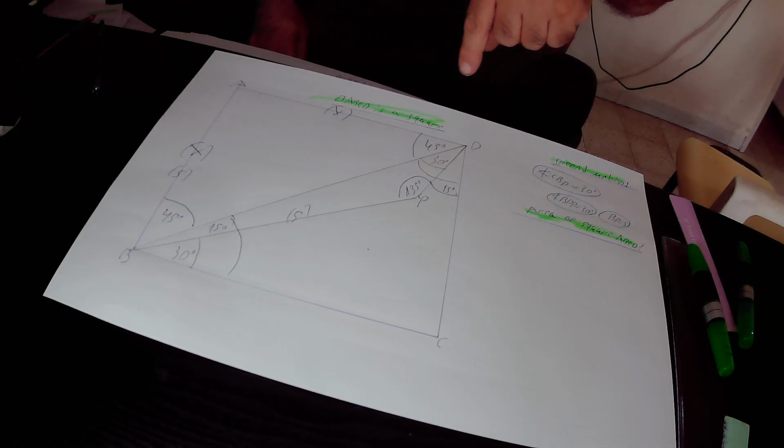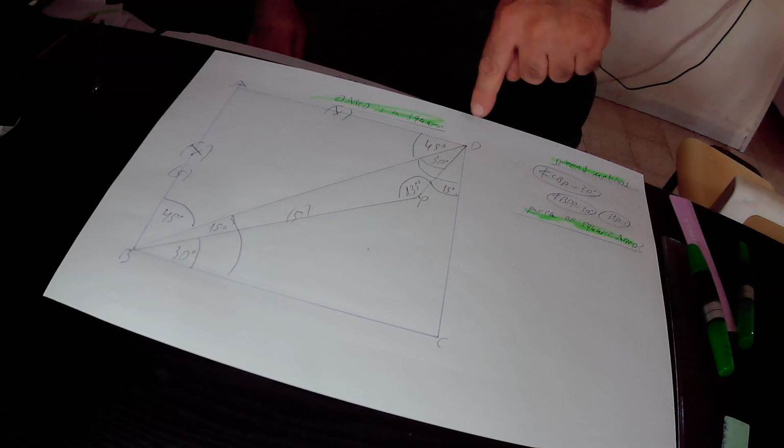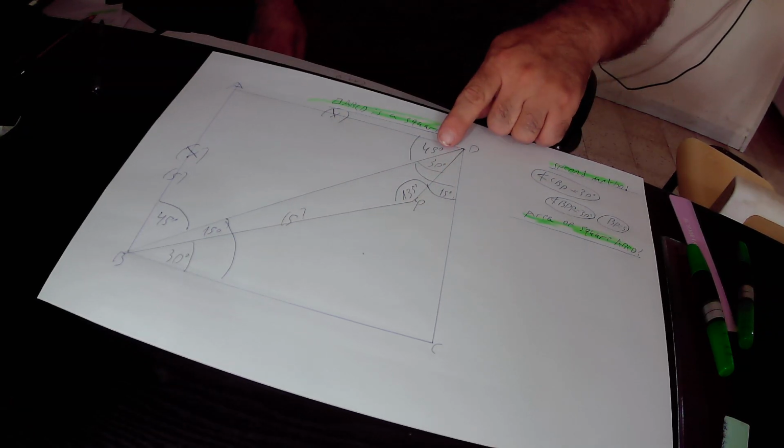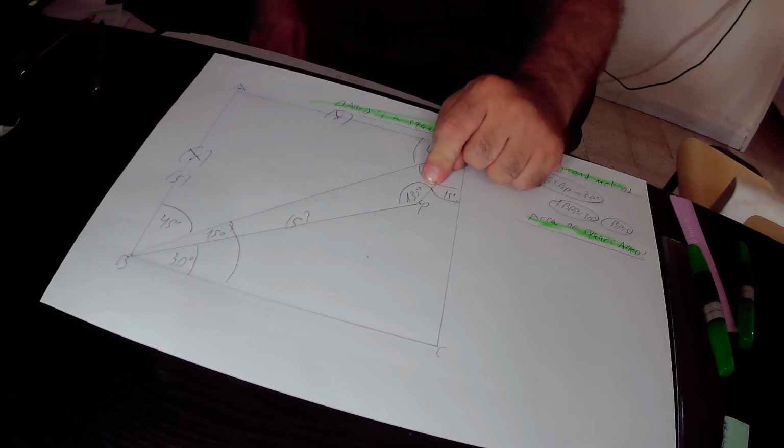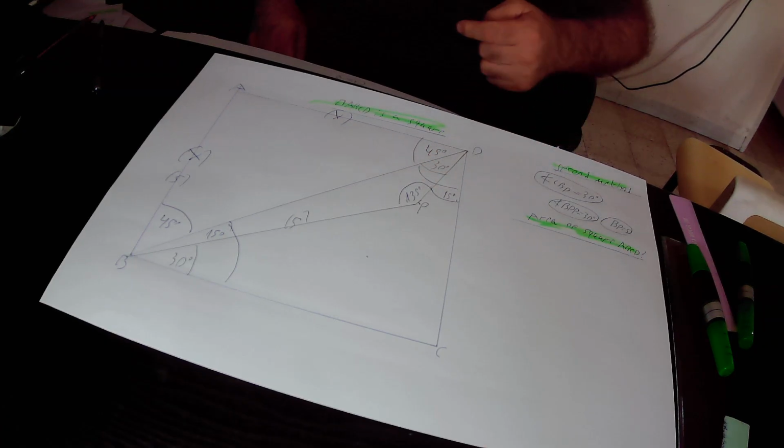So, this is triangle DBP. This angle equals 30 degrees, this angle equals 15 degrees, and therefore this third missing angle must be equal to 135 degrees in size, according to the rule that the sum of the angles in a triangle is equal to 180 degrees.